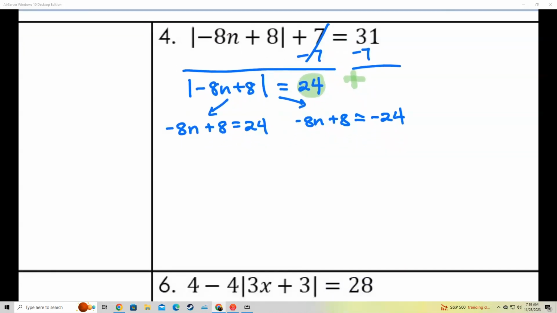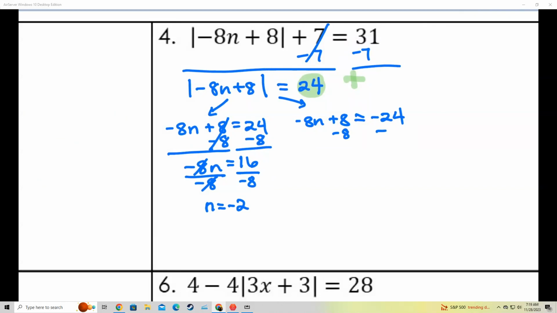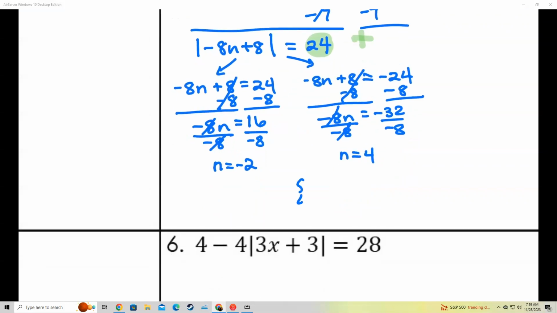Now that I have that, we're going to go ahead and solve each one. So I'm going to subtract by 8 on this side. I get negative 8n is equal to 16. Divide both sides by negative 8. N is equal to negative 2 is one of my answers. On the other side, I'm going to subtract 8. I get negative 8n is equal to negative 32. Divide both sides by negative 8. I get n equals positive 4. We put both our answers in order. This is going to be a negative 2 first, then a 4. And we are done with number 5.